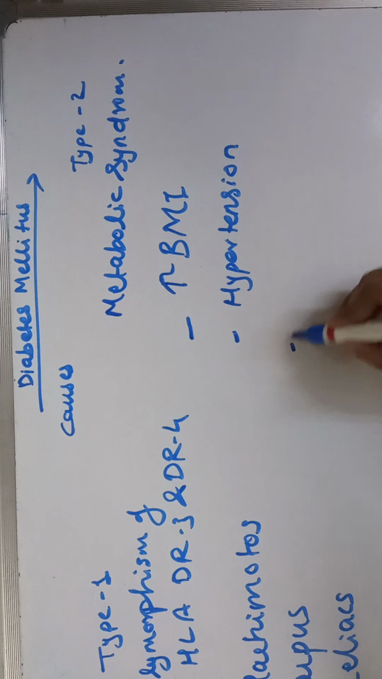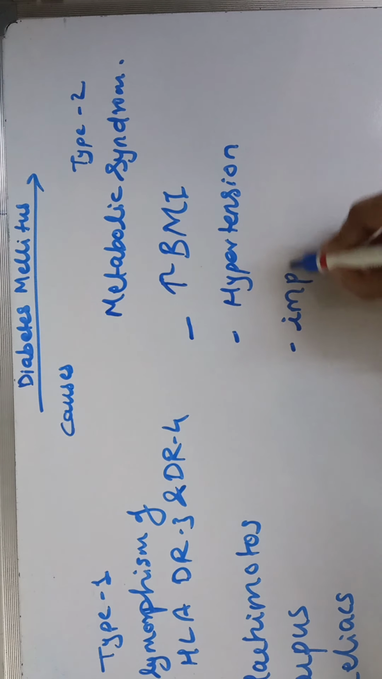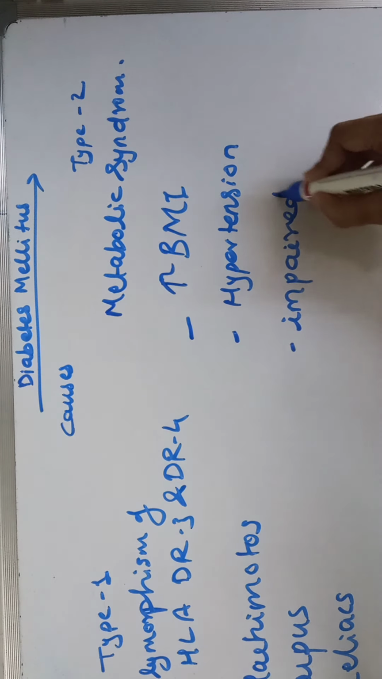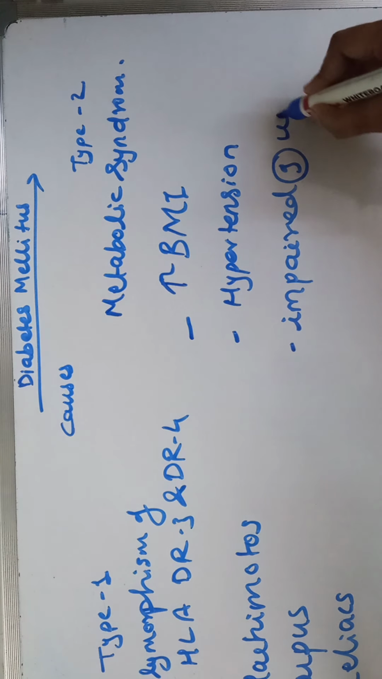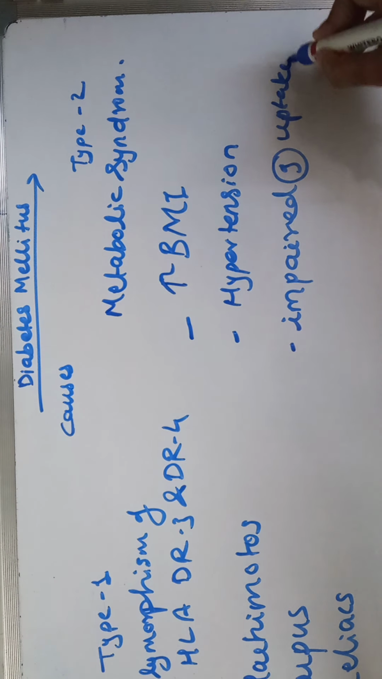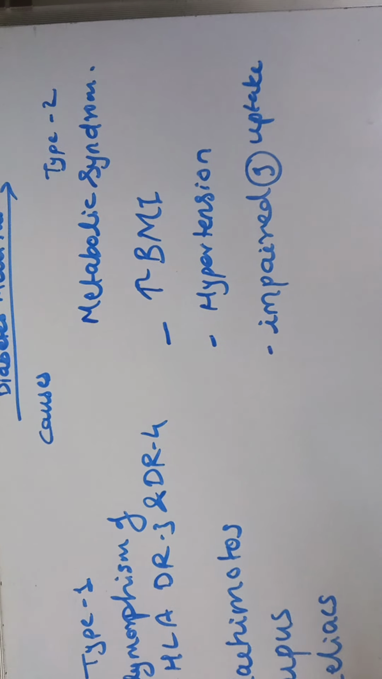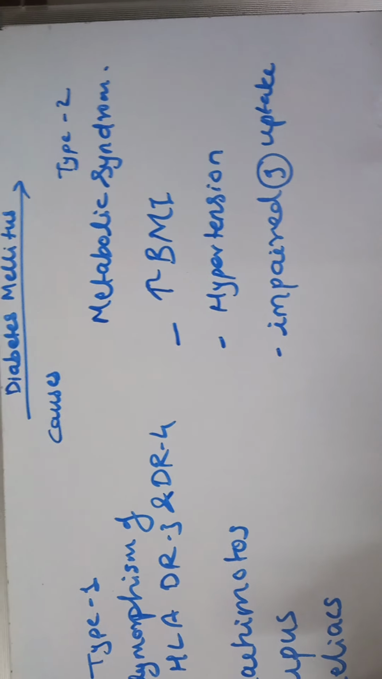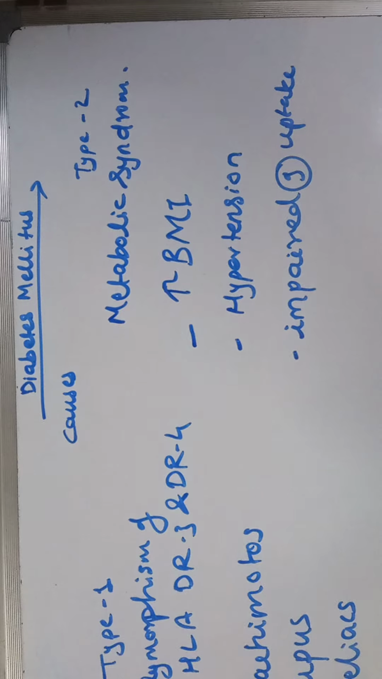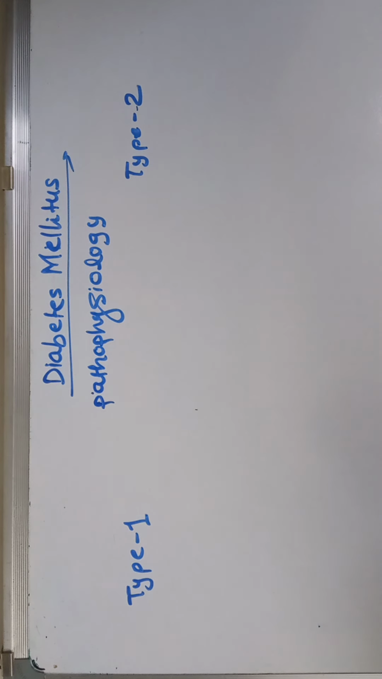Third thing, impaired glucose uptake. If your body cannot take up glucose from your blood, then obviously it cannot utilize it to produce energy or to store energy. As a result, it may produce diabetes mellitus. Next we will discuss the pathophysiology of type 1 and type 2 diabetes.